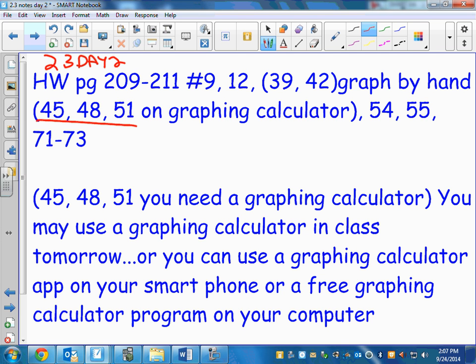Right. So in second hour, they said, can we just skip these 3? And I said, totally, you can just skip these 3 and put it on the end of your homework tomorrow. Or if you like your homework to go in numerical order, you can just number 45, 48, and 51 and leave spaces, and then jump to 54, 55, which I think are like our last example, where you have to write out the equation. Yeah. And then 71 to 73, I think, are multiple choice.